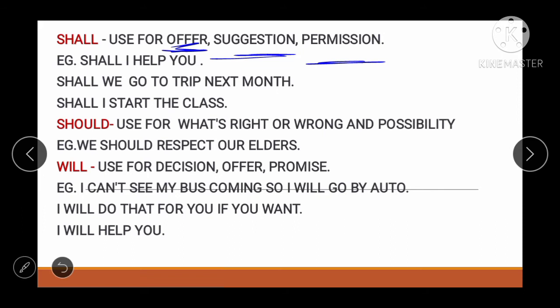Shall we go on a trip next month? It means you are suggesting something to someone. Shall we go on a trip next month? Okay, it's a suggestion. And in the permission sense, we can say, shall I start the class?